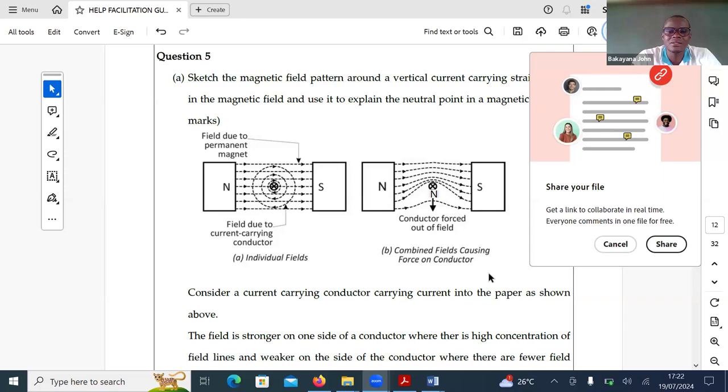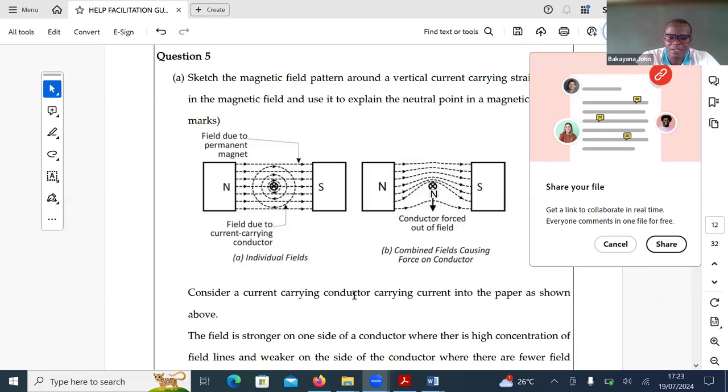But to those who offer magnetism, at least I'm giving a brief on how the two forces act on one another. The one is due to the current carrying conductor, and another one due to the field, which is from north to south. On the side where the fields follow the same direction, they add up to make a stronger field. And down where we have the field lines opposing each other, there is cancellation, leading to the neutral point. So we use this arrangement to explain the neutral point.